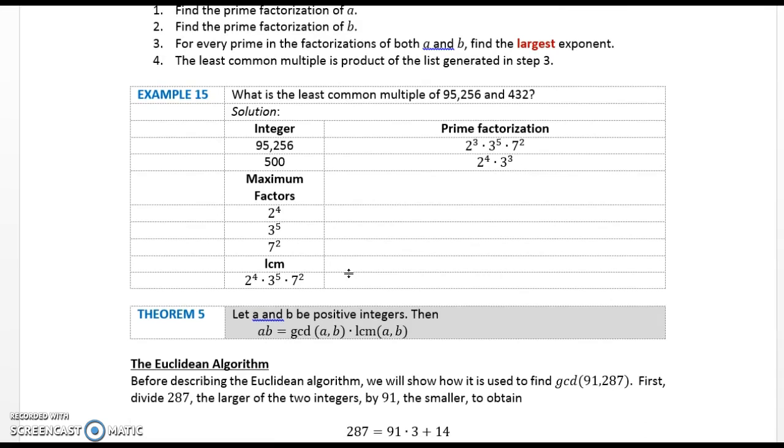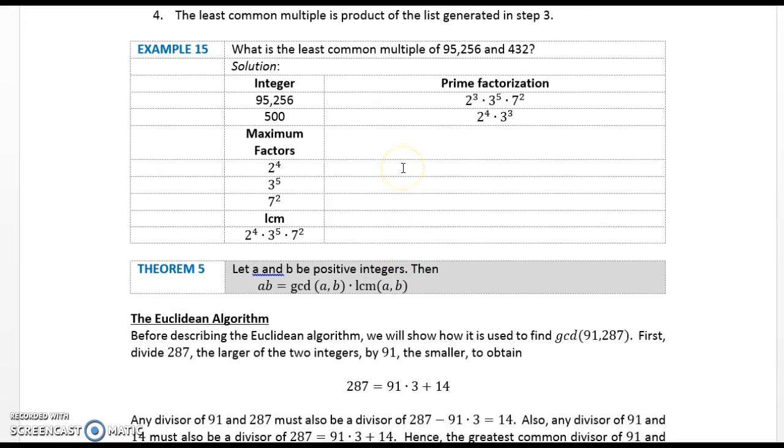So in example 15, what is the least common multiple of 95,256 and 432? Well, the prime factorization of 95,256 is 2 cubed times 3 to the 5th times 7 squared. And the prime factorization of 432 is 2 to the 4th times 3 cubed. So the maximum factors are for 2, 2 to the 4th, for 3, 3 to the 5th, and for 7, 7 squared. So the least common multiple is 2 to the 4th times 3 to the 5th times 7 squared.